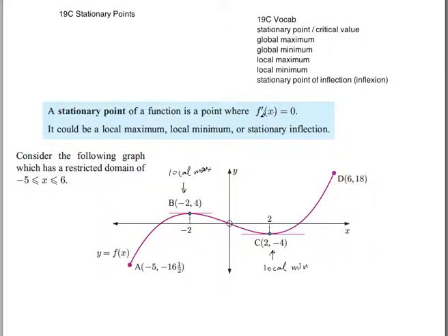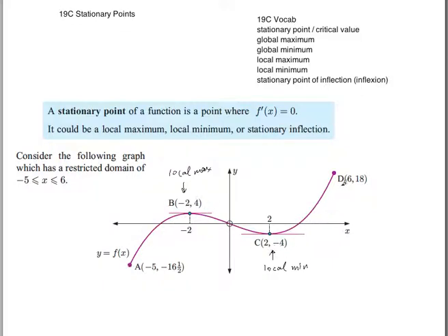Now, just because the derivative is 0, it doesn't mean that that point is necessarily a maximum or minimum. We'll see later a case where you could still have the derivative be equal to 0, but it's not either a maximum or a minimum. It's actually something called the stationary inflection, and we'll talk about what that is. So let's take a look at this graph.